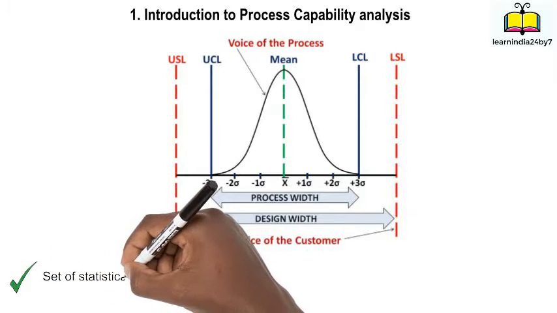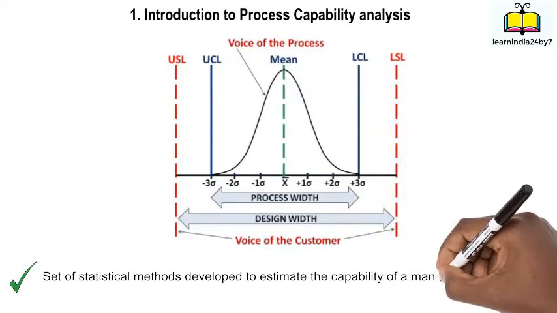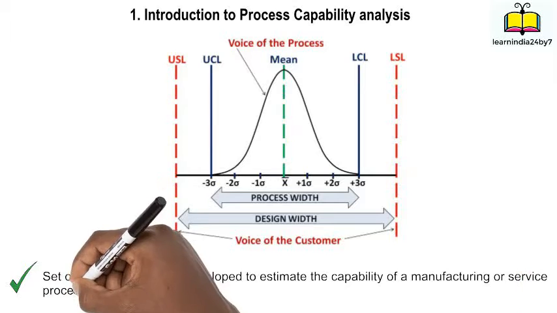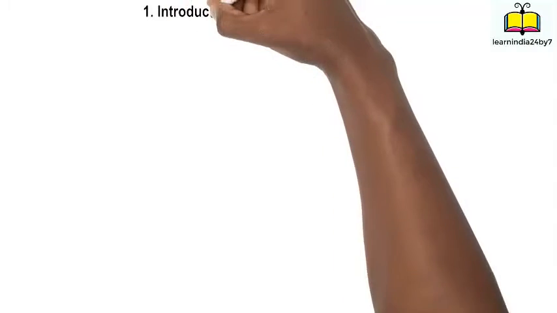Process capability analysis refers to a set of statistical methods developed to estimate the capability of manufacturing or service processes to meet a set of specification limits.